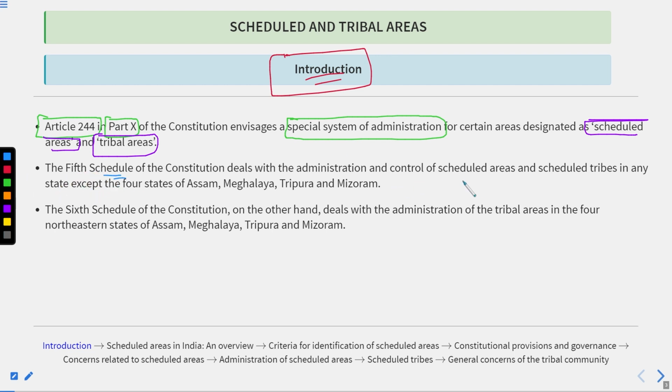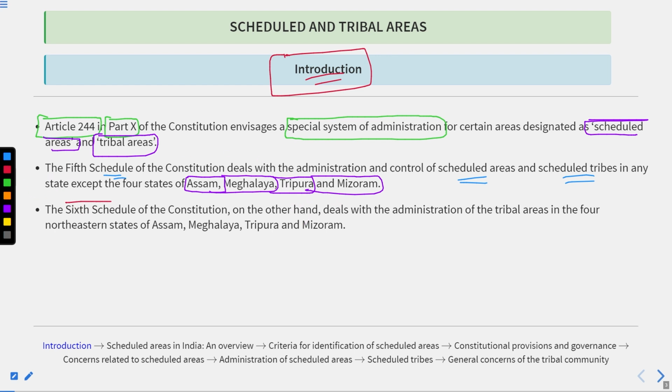deals with the administration and control of schedule areas and scheduled tribes in any state of this country, excepting the states of Assam, Meghalaya, Tripura, and Mizoram. These are the 4 states that the administration excludes.